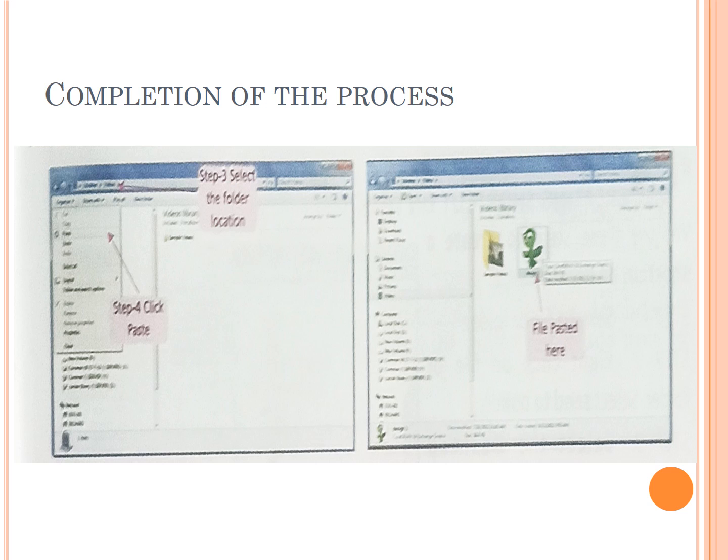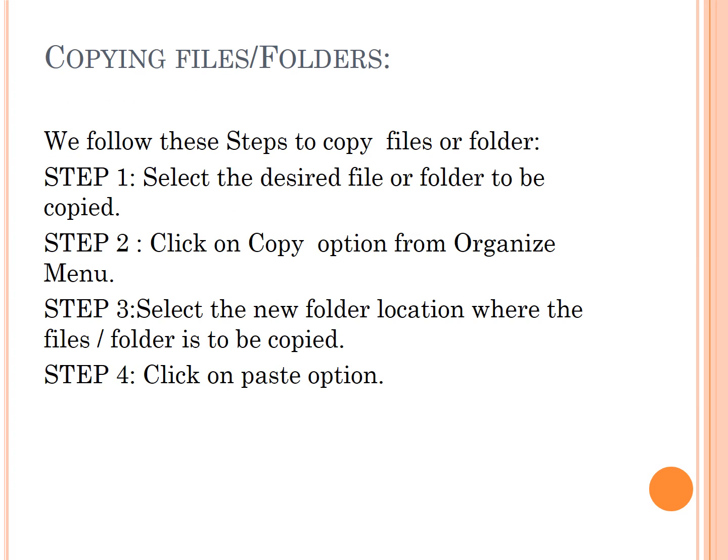new location. Copying files or folders: we can make a duplicate file if the file exists, or we can make a duplicate folder if the folder exists. For that, we have to follow the following steps. Step 1, select the desired file or folder to be copied. Step 2, click on the Copy option from the Organize menu. Step 3, select the new folder location where the file or folder is to be copied. Step 4, click on the Paste option.